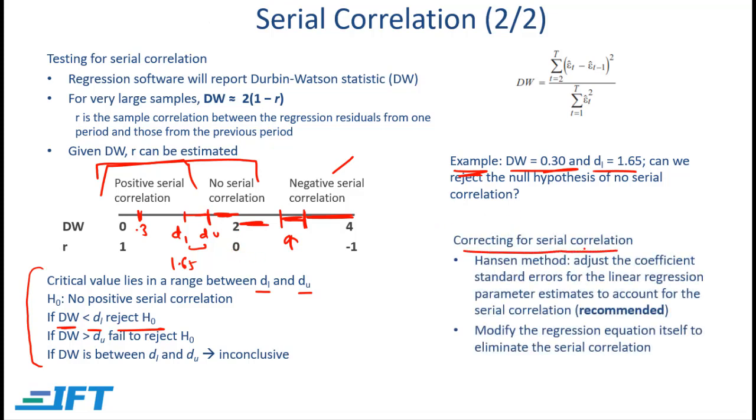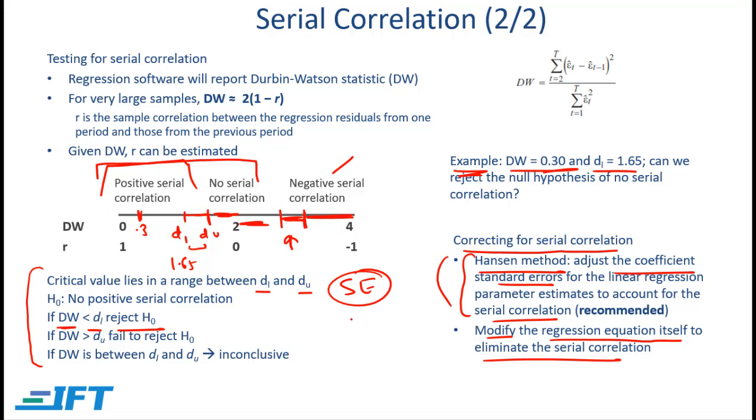Now, how do we correct for serial correlation? Here again, there are two approaches. One is the Hansen method, and the other is to modify the regression equation itself to eliminate serial correlation. With respect to the Hansen method, we adjust the coefficient standard errors for the linear regression parameter estimates to account for serial correlation. This is similar to what we saw earlier with robust standard errors. So we correct the standard errors, and correcting the standard errors means that we effectively correct the t-stat. So that's the Hansen method.